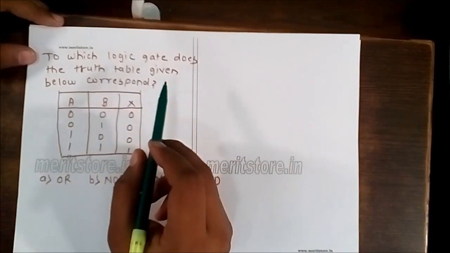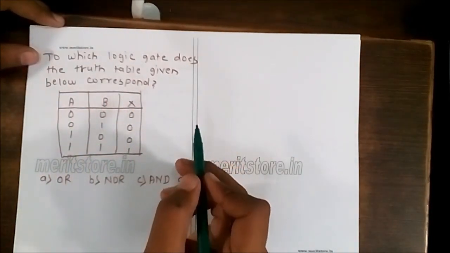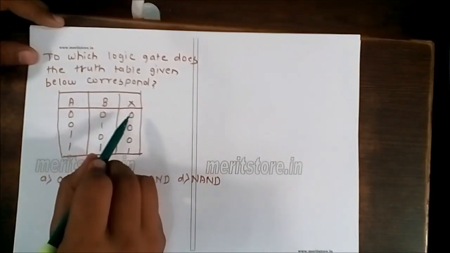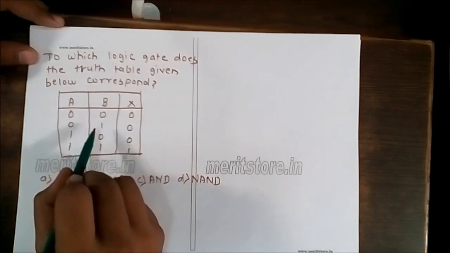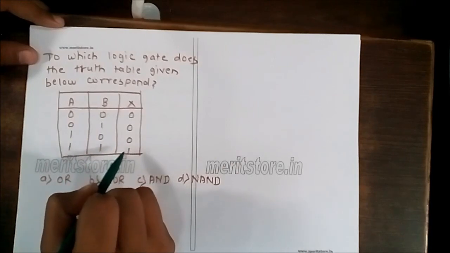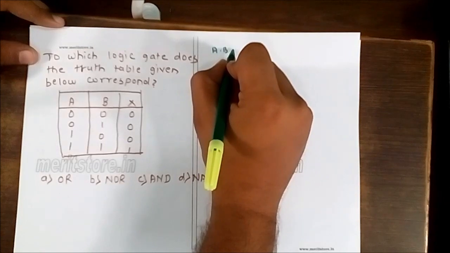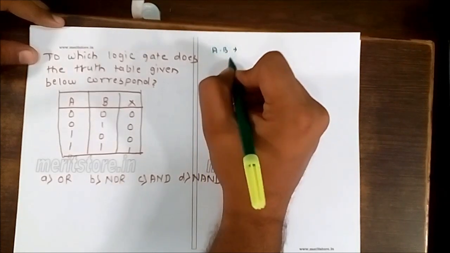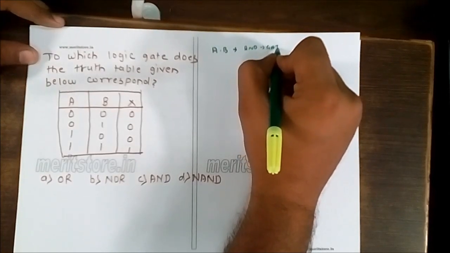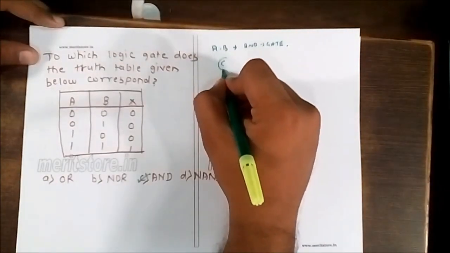To which logic gate does the truth table given below correspond? Now if you observe this table, this gives me 0 0 and the output is 0. 0 1, the output is 0, 1 0, output 0, 1 1, the output 1. So this reminds me of the table A dot B, and A dot B is nothing but AND gate. Option C.